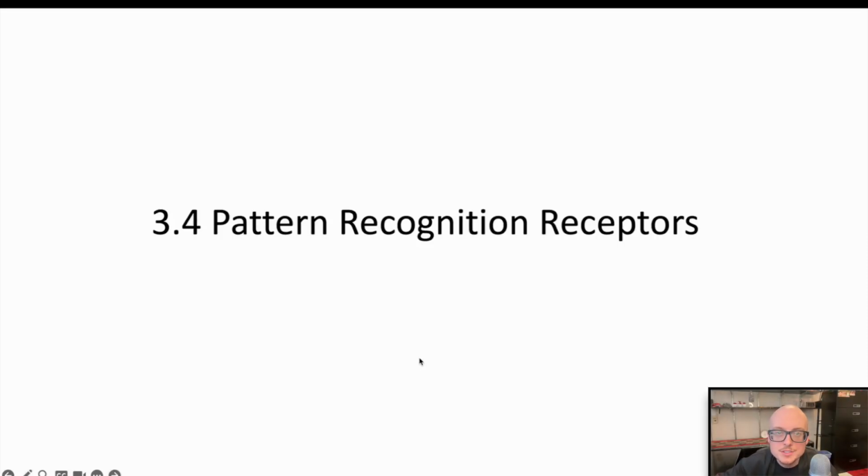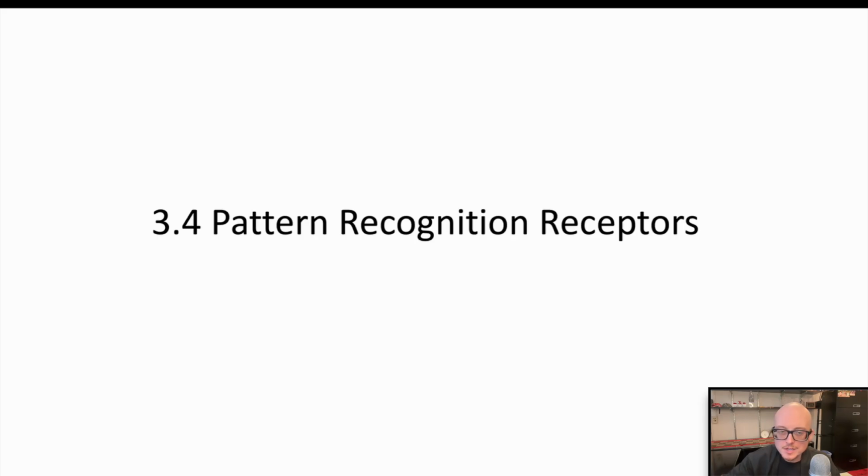Hello and welcome back to the final video in this module where we're going to talk about pattern recognition receptors, those innate immune receptors that allow us to detect non-self and typically mount some sort of innate immune response through the expression of cytokines and other effector molecules.